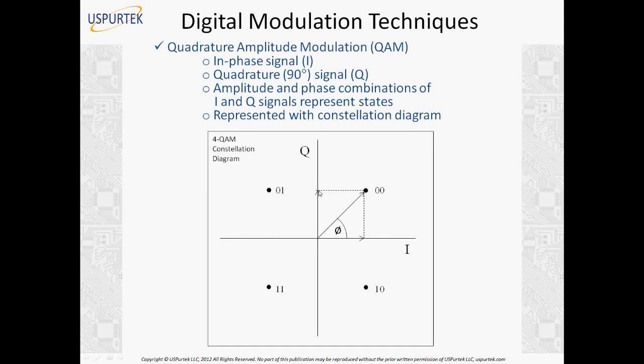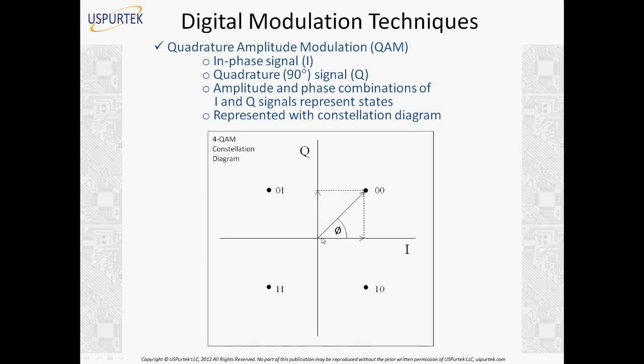Then, how do we represent the amplitude and phase combination? These dots here, 0 0, 0 1, 1 1, and 1 0, are the states. Each state has a location in the constellation diagram. The diagram I'm showing you is called the constellation diagram. For any QAM technique, we always need a constellation diagram, and each state needs to have a location in it. The location determines the amplitude. Like 0 0, its distance from the origin is the amplitude of that state, and the phase is the angle it makes with the I axis. So amplitude and phase.